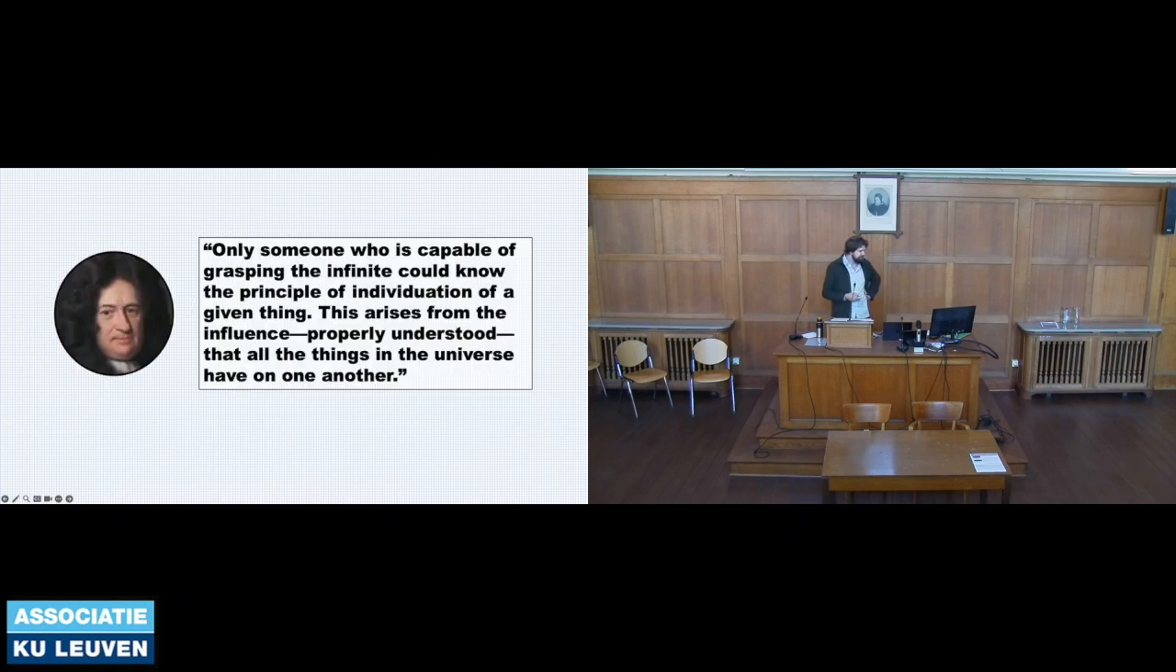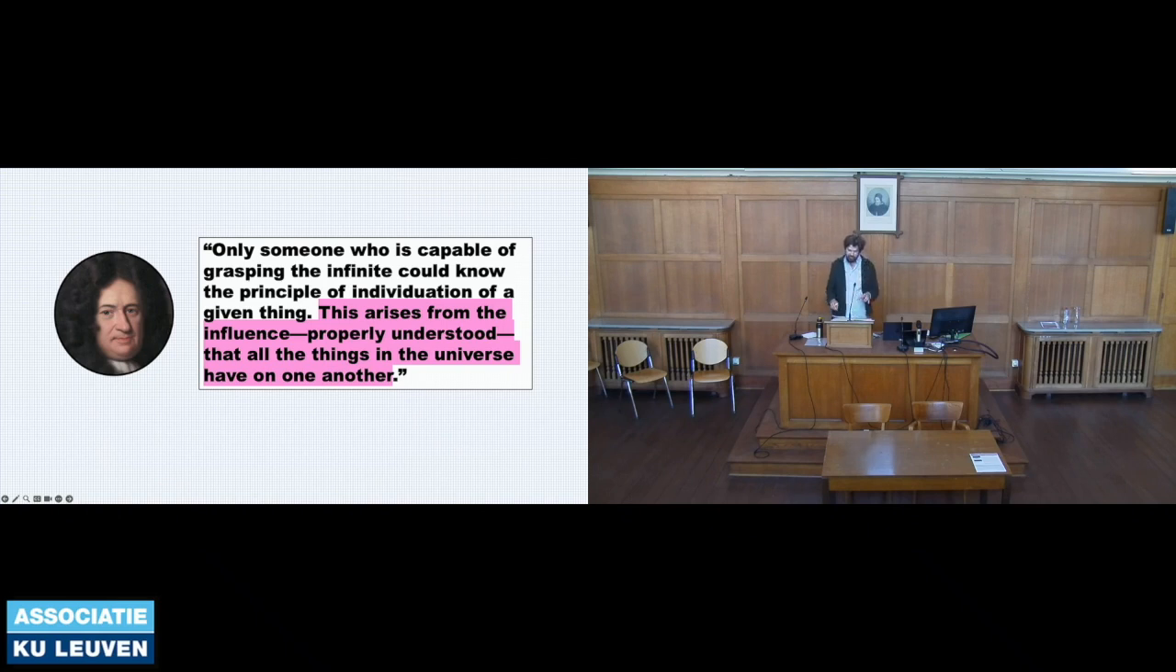As Leibniz writes, only someone who is capable of grasping the infinite could know the principle of individuation of a given thing. This arises from the influence, properly understood, that all the things in the universe have on one another. So, individuality implies an infinity of details that determine that thing to be that specific thing. As Deleuze says, Spinoza and Leibniz have an infinitist conception of the individual. Now, as Leibniz says here, the infinite determination constituting the principle of individuation of something, he says it arises from the influence properly understood that all the things in the universe have on one another.